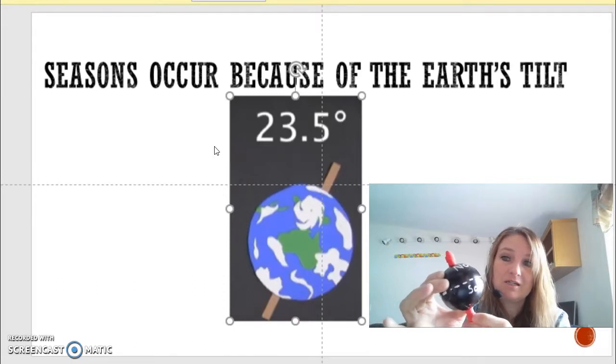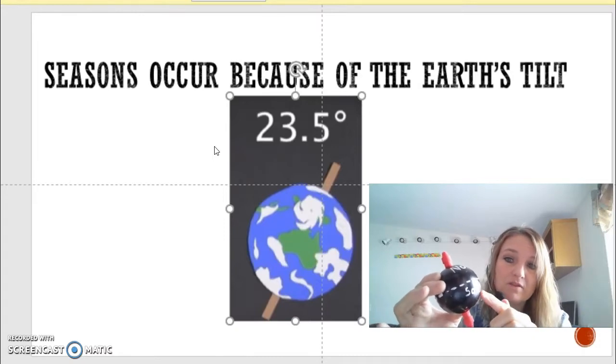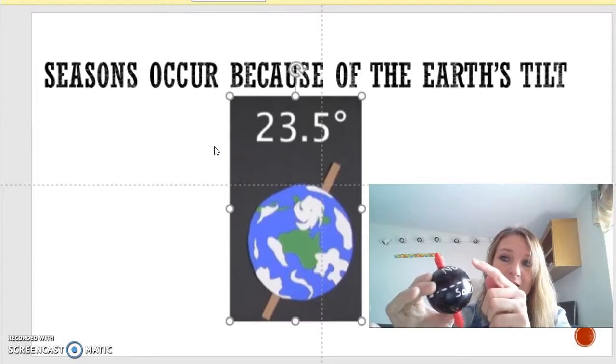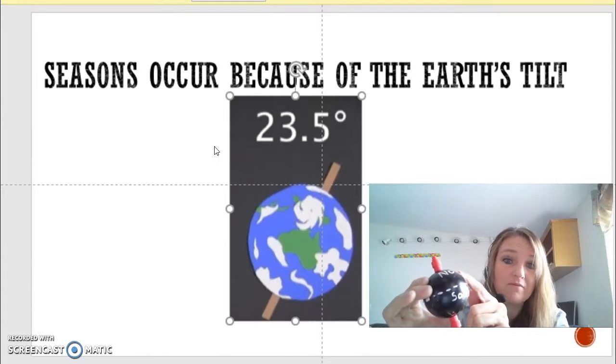And so when the Earth is tilted away from the sun, most of the sun is hitting the southern part of the Earth. Okay, and that makes it cold on the top part of the Earth.